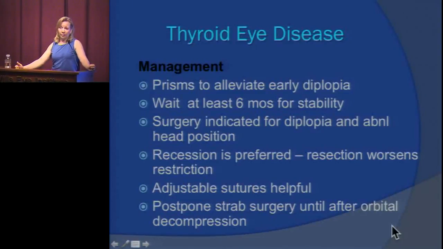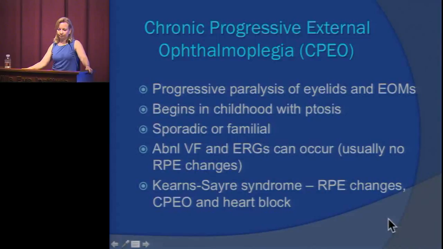Recession is the preferable method because the resection will worsen the restriction of the muscle. Adjustable sutures are frequently used in thyroid disease, but I have to say when I've used them, very rarely have I had to adjust them, but frequently do use them. And you'll want to postpone strabismus surgery until after orbital decompression if the patient's getting close to needing an orbital decompression.